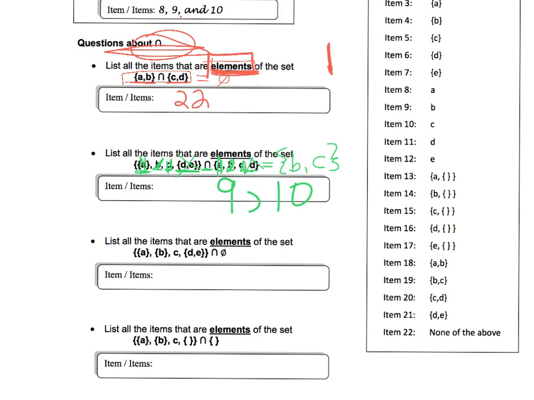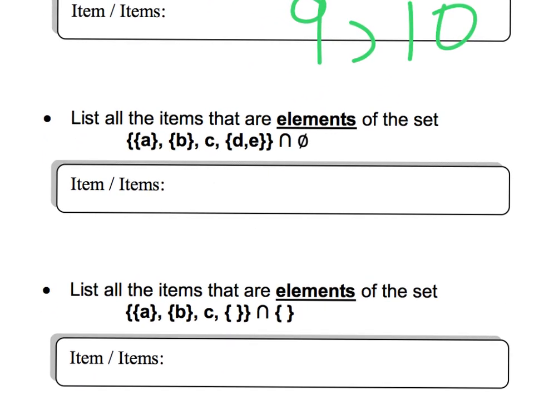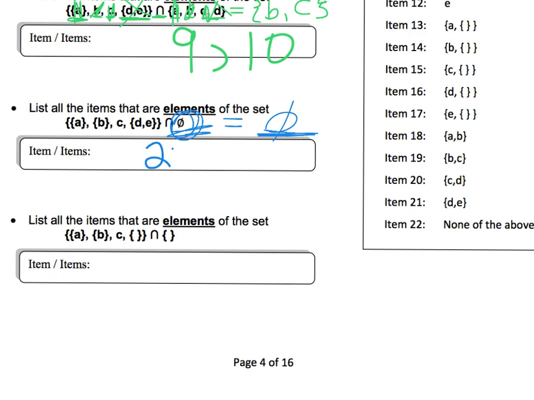Okay, so let's look at the next one. List all the items that are elements of this set. Now look, I'm intersecting with the empty set, right? There's nothing in the empty set, so anything intersected with the empty set is the empty set, which means there's nothing in here. So that's got to be the none of the above answer again, item 22, and that's it.